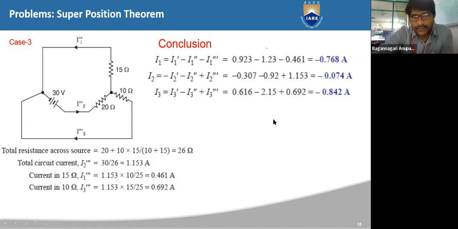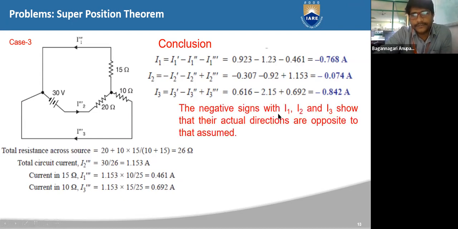Similarly for the values of I2 and I3. Make a note that the negative signs with I1, I2, I3 show that their actual directions are opposite to that assumed. Is that okay?